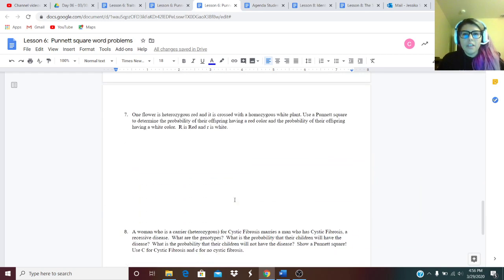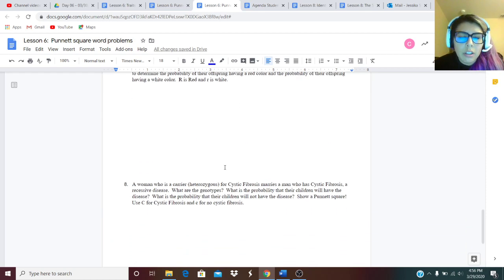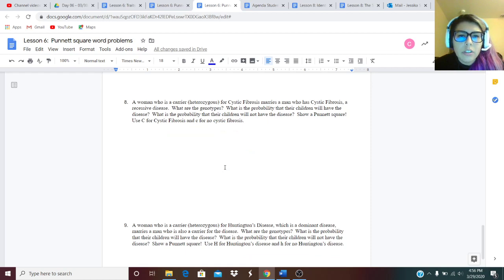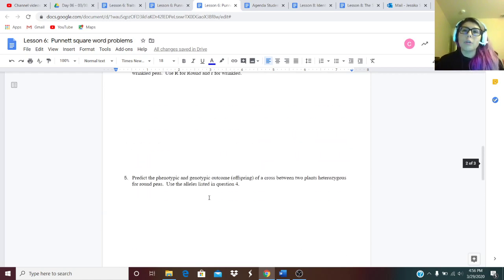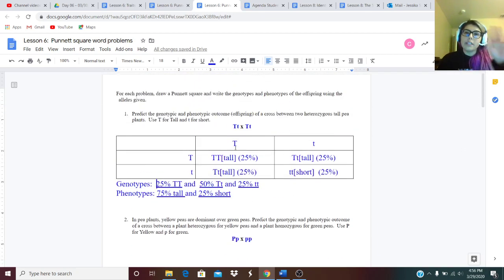Okay. I think for the most part, all of these should be pretty good to go. If you read through the problems carefully, you should be able to do all of these problems. Remember, look out for the words heterozygous versus homozygous. Which alleles do you need to use? And make sure you are setting up your Punnett squares in the correct boxes and the correct spaces.